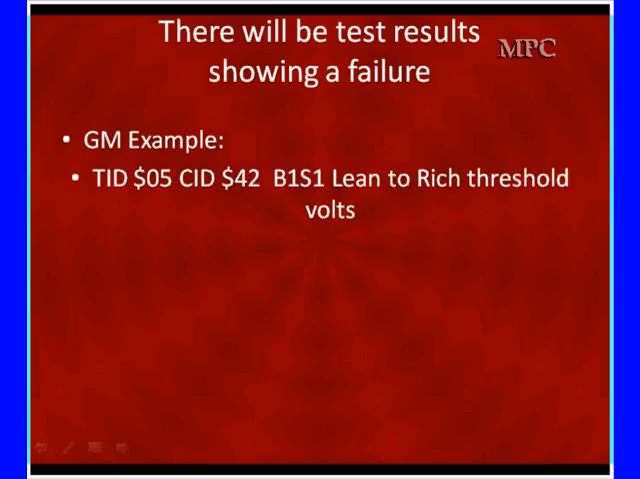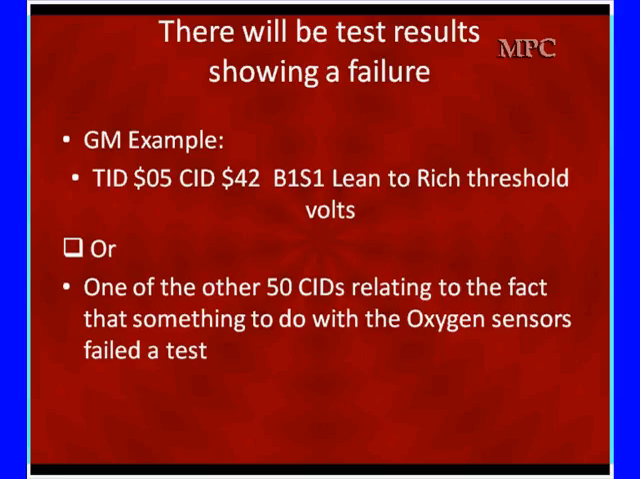Use mode 6 like this because there's not only this one, there's 50 other SIDs that relate to something to do with the oxygen sensor that fail to test. Now, you may find multiple problems and only part of it the oxygen sensor. That's also possible. But this is a good place to start in mode 6.